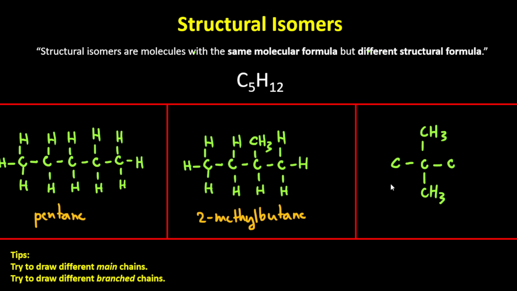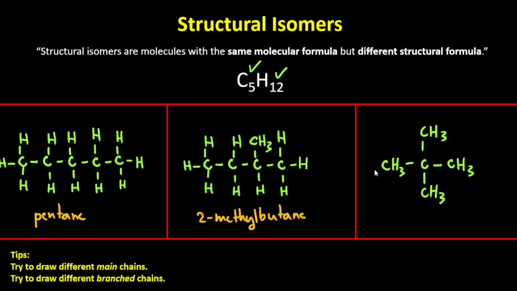Okay, how many hydrogens can I have in this place? 2, right? Sorry, 3. So I still have 3, 6, 9, 12. 1, 2, 3, 4, 5 carbon atoms. I'm still satisfying it. Okay, so this is still the same molecular formula, but it just has a different structure.